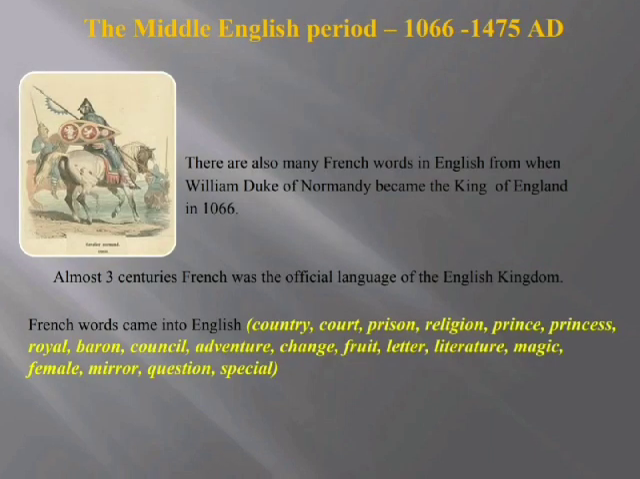The second period is the Middle English. In the middle of the 11th century, the inhabitants of northern France conquered Britain. French words came into English. The examples of such words are country, prison, religion, prince, princess, royal, baron, adventure, change, fruit, letter, literature, magic, family, mirror, question, special, and others.